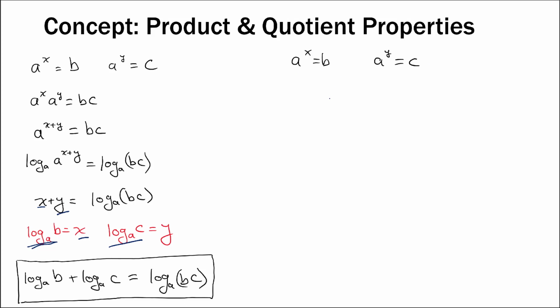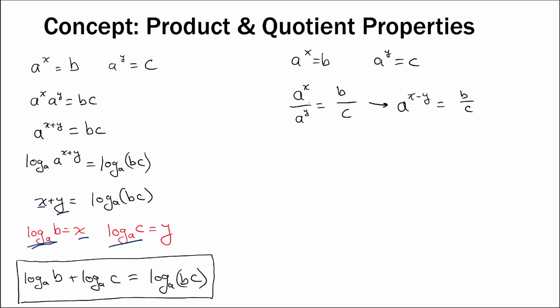Okay, so if this is true, then a to the x divided by a to the y must equal b divided by c, okay? And if that's true, do you guys remember what we do here if I have the same base raised to these exponents? Hopefully you remember. If that's the case, we're going to subtract them. Over here we're multiplying, so we added them. So here we're dividing, so we are subtracting our exponents now.